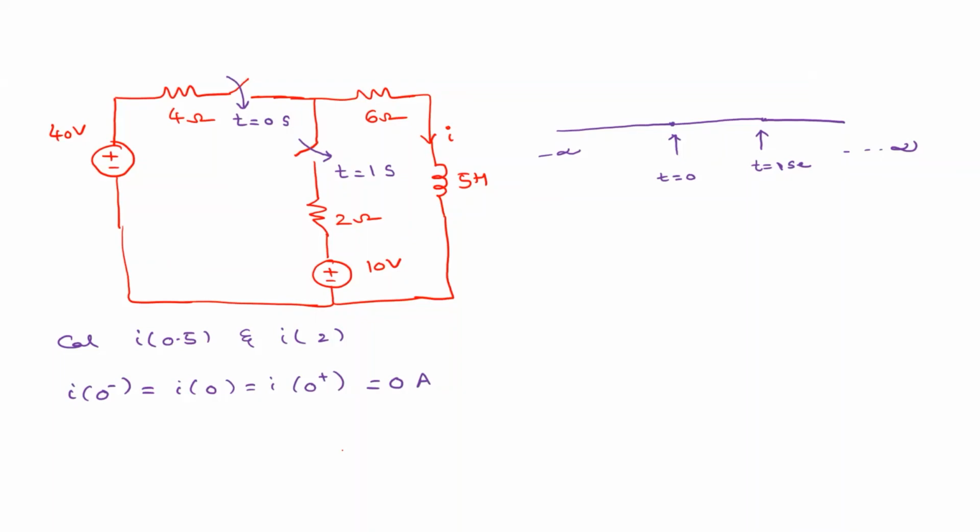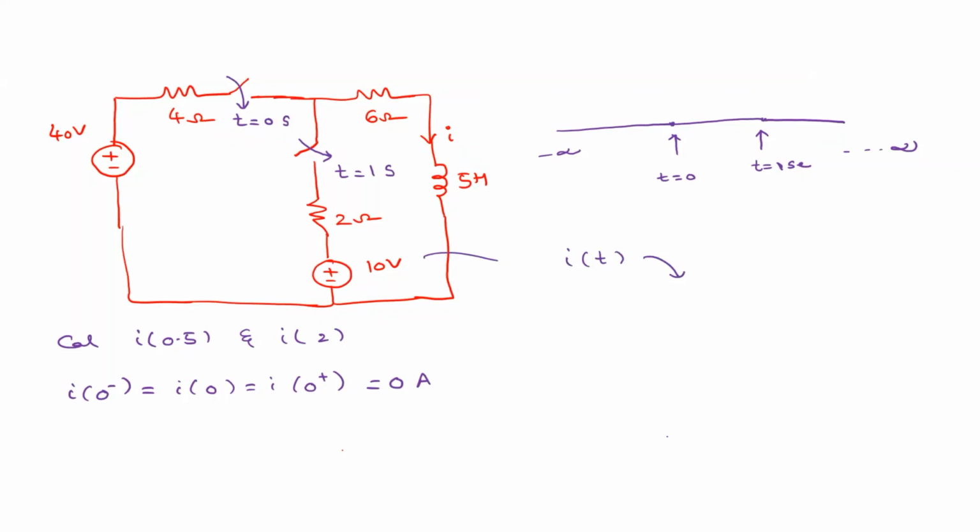If you notice, there are two switching instants. One is t equal to 0 seconds, where one switch is closed, and t equal to 1 second, where another switch is closed. So first, at t equal to 0, we need to find out the response for t greater than 0, assuming that this switch is closed. So we'll find the response of I of t.